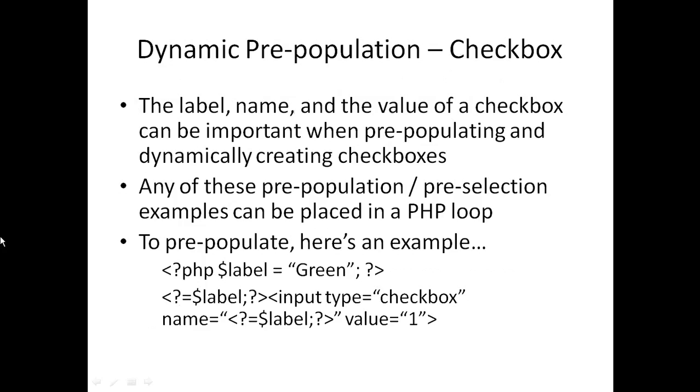All right, for a checkbox, the label, name, and value of a checkbox can be important when pre-populating and dynamically creating checkboxes. So any of these pre-population, pre-selection examples can be placed in a PHP loop. For example, to pre-populate, we have label equal green, and then we echo the label followed by the checkbox, and the name being the actual label itself in this particular example, value equal to 1.